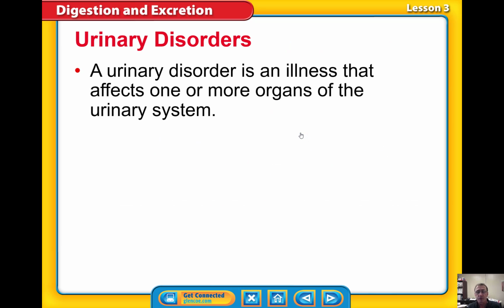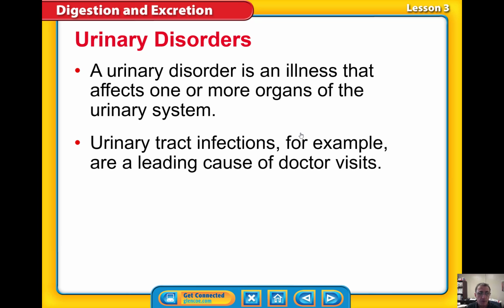All right. One of the things that's interesting about any body system are the disorders that can happen when things go wrong. A urinary disorder is an illness that affects one or more organs of the urinary system. Okay, urinary tract infection: typically a bacteria will get in there and irritate things and inflame the urinary tract somewhere along the line, and so you need to get antibiotics for that.